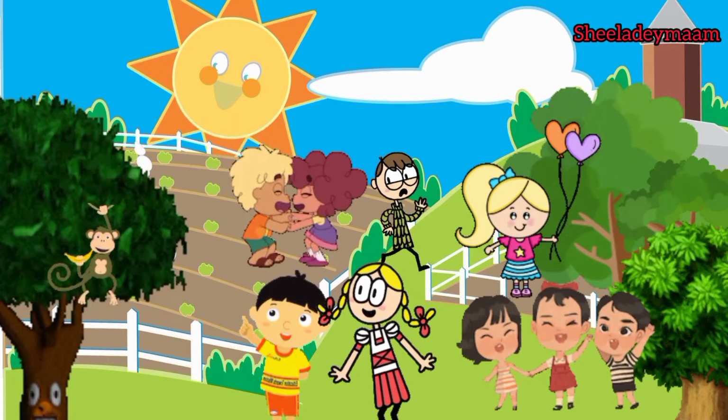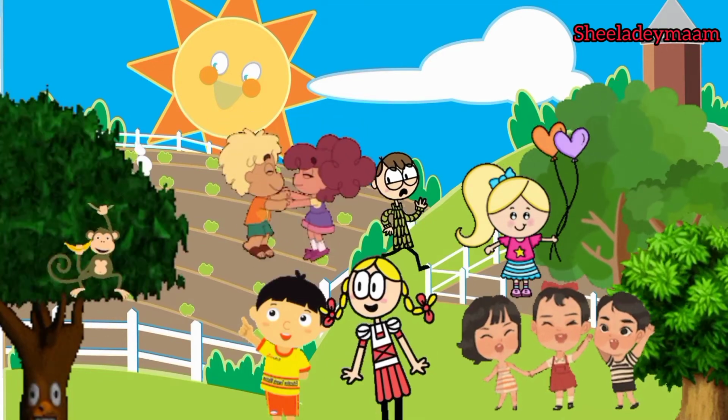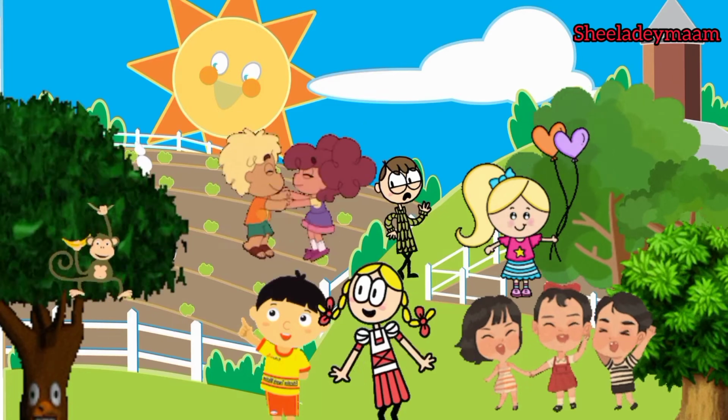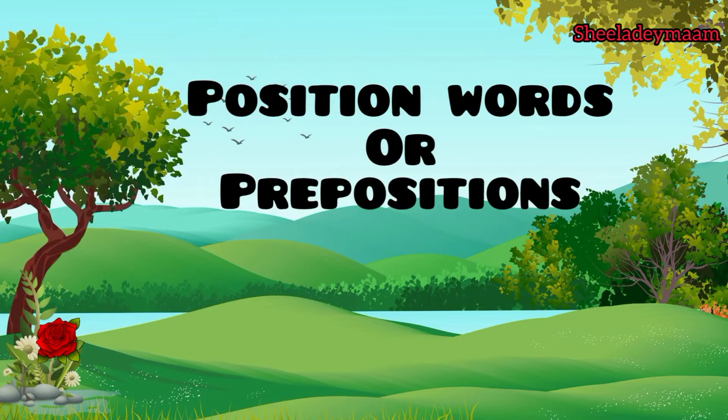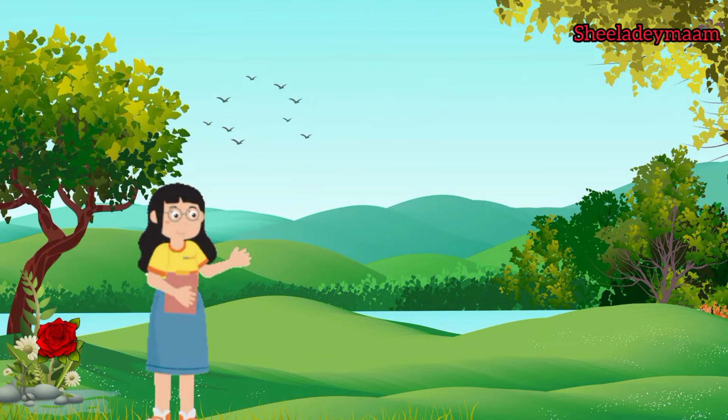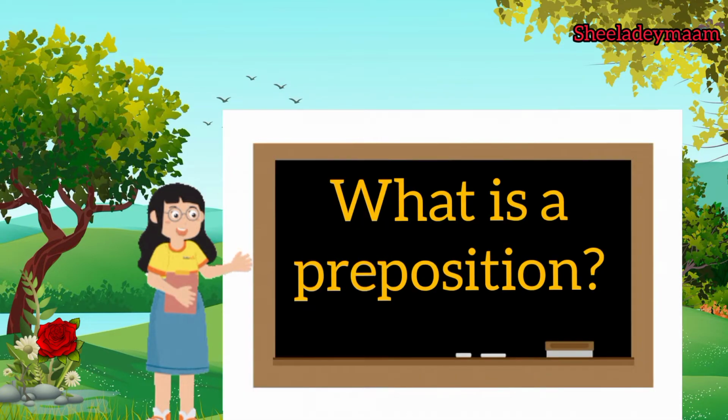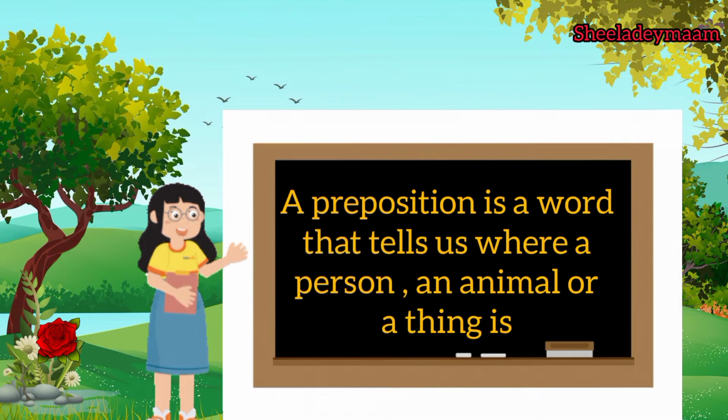Good morning, children. Today you are going to learn about position words or prepositions. Do you know, children, what is a preposition? A preposition is a word that tells us where a person, an animal, or a thing is.